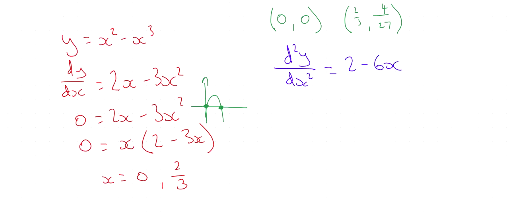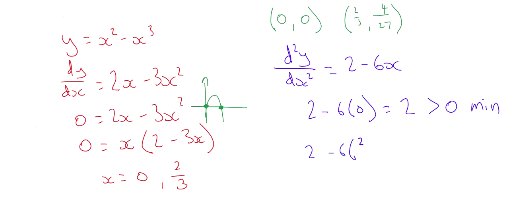So 2 minus 6 times 0, what is that? 2, obviously. So then I have 2 minus 0. So that is greater than 0. Okay, so that makes it a minimum. And then I have 2 minus 6 times 2/3, which is -2. And that is less than 0. So that tells me that this is a maximum.